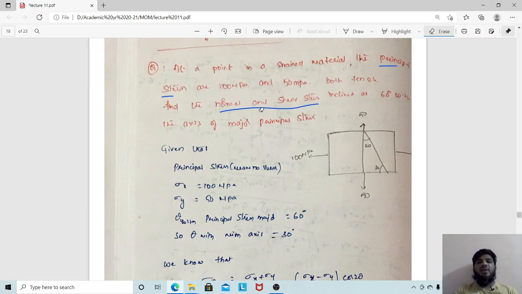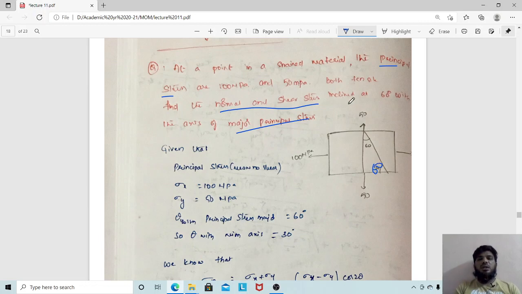Then they are saying find the normal stress on a plane inclined at an angle of 60 degrees with the axis of the major principal stress. Major means this is your major, horizontal. Here I have made a mistake. With the horizontal, the major principal stress axis is making a 60 degrees angle. So you should take it as 60. I have taken it as 30. This is 60. Okay.